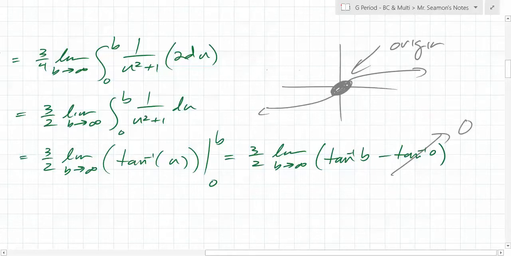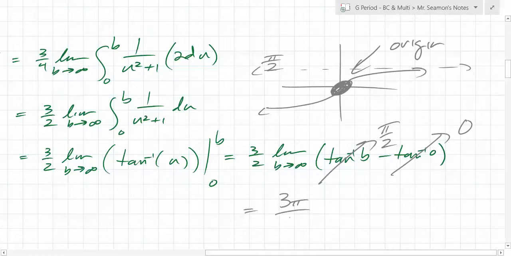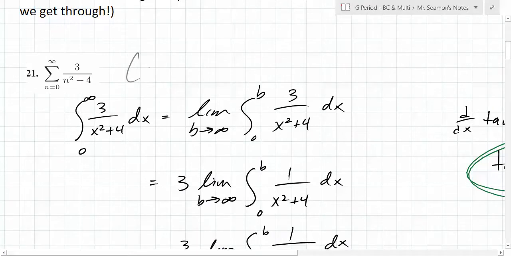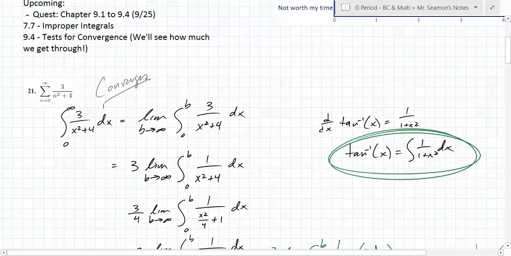0. Is there a horizontal asymptote here? At pi over 2. So what does this go to? Pi over 2. So this whole thing equals 3 pi over 4. So what does that tell us? Hey, we came up with an answer for this integral, so therefore this thing converges. Done.